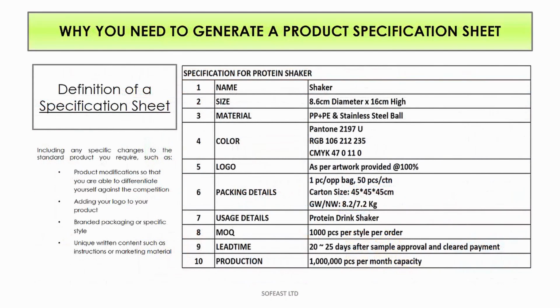Now, why do you need to generate a product specification sheet? The purpose of generating a product specification sheet is to provide information about the actual product and the specifications that you need your product to meet, such as product modifications, so that you're able to differentiate yourself against the competition, adding your logo to your product, branded packaging or specific style of packaging, or unique written content such as instructions or marketing material.